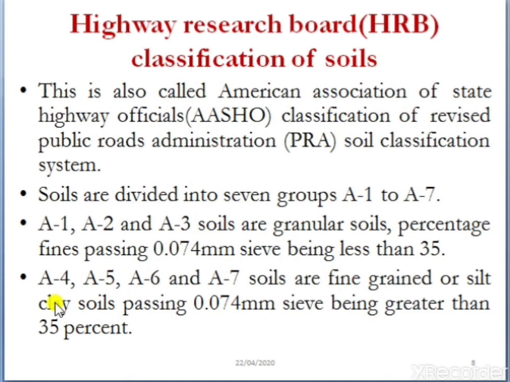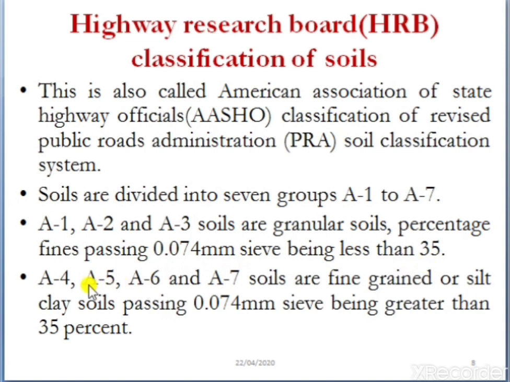Now coming to the further classes, A4, A5, A6 and A7 soils are fine grained or silt clay soils, with the percentage passing through the 74 micron sieve being greater than 35%. So in the A1, A2, A3 category, the soils are granular. When these soils are sieved through a sieve of 74 micron or 0.074 mm, the percentage of soil that passes through the 74 micron sieve is less than 35%.